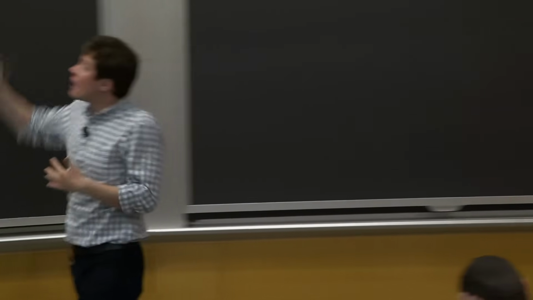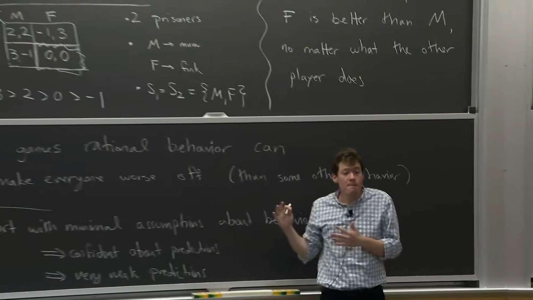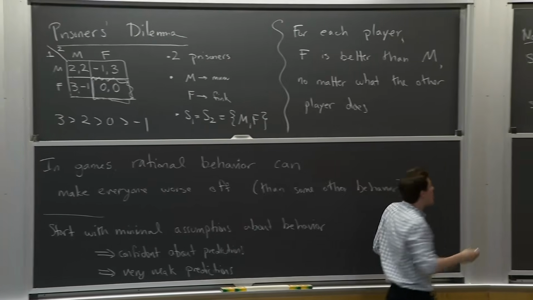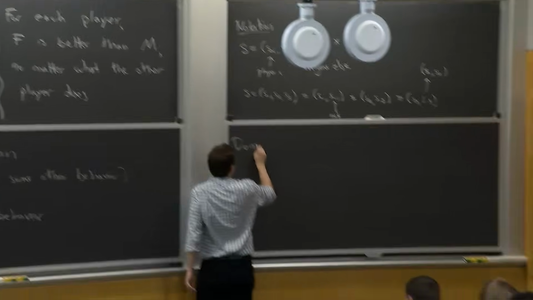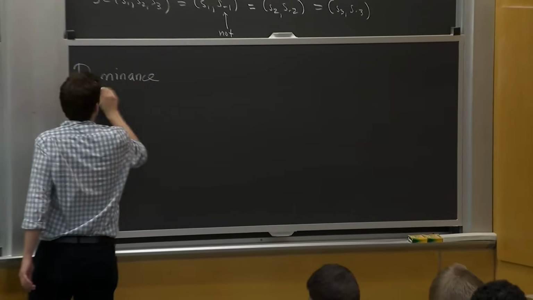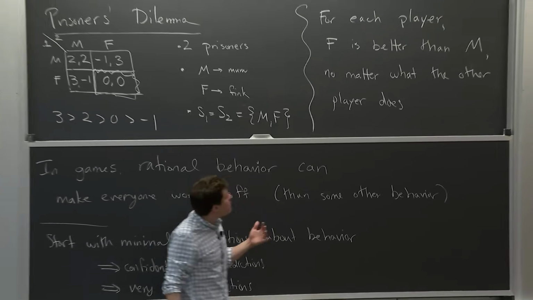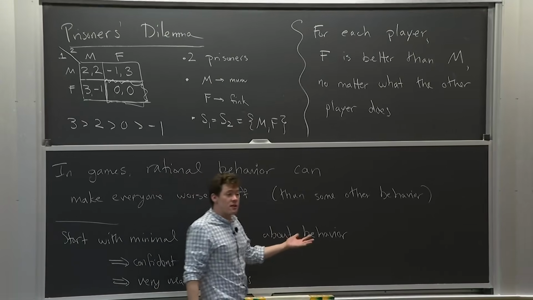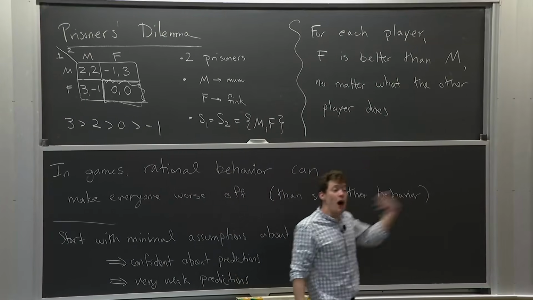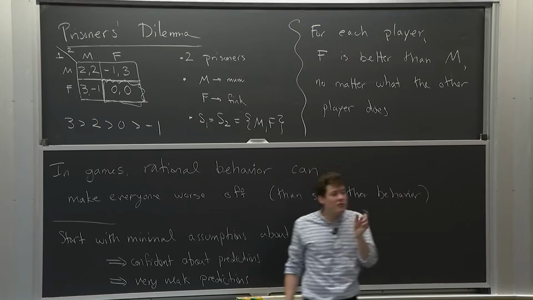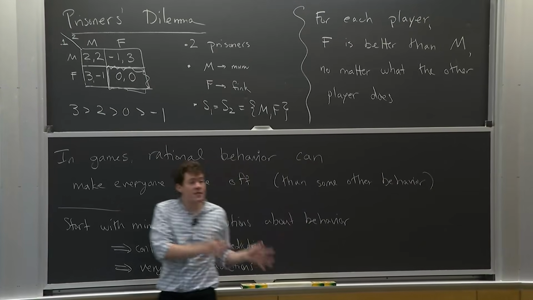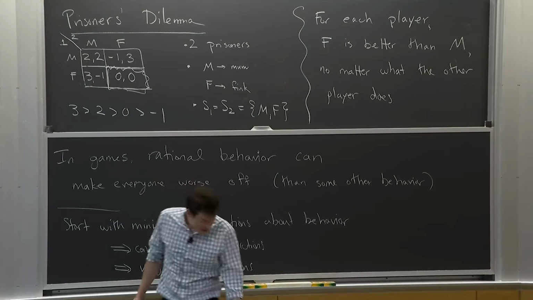So now we'd like to formalize what happened in the prisoner's dilemma. And the formal term for this is dominance. Sort of a natural term. Because F is better than M no matter what the other player does, we would say that strategy F dominates strategy M. But we have to be a little more careful because there's strict and weak dominance. So now I'm going to define these 2 terms.